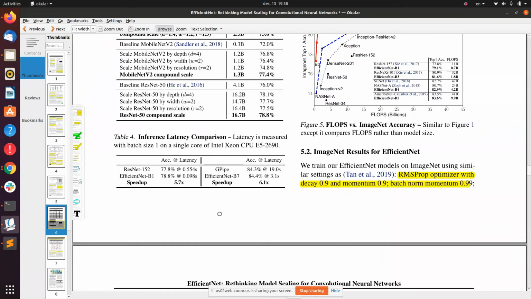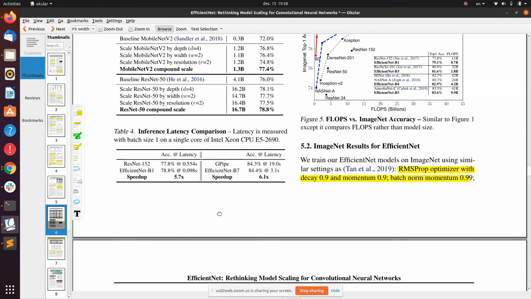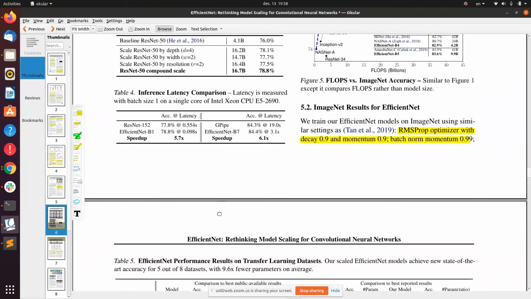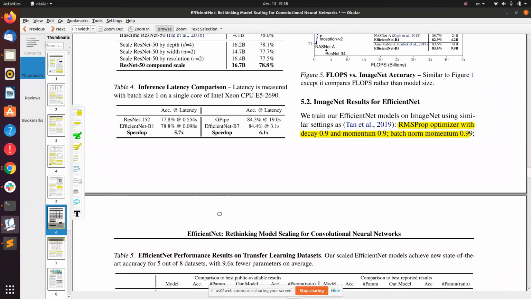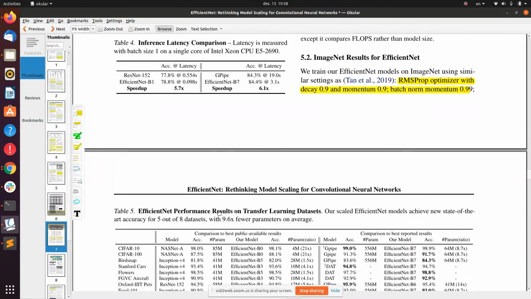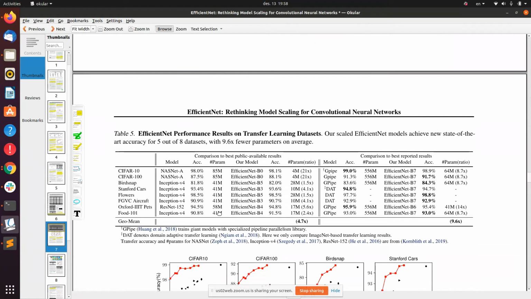This is Table 4, and they talk about inference latency, meaning when you just run inference, how good the network is. That is one part of it. The other part in experimentation is how good it is with respect to ImageNet data. So what are the parameters, what are the optimizers, the parameters that they have set? All those things they talk about here.